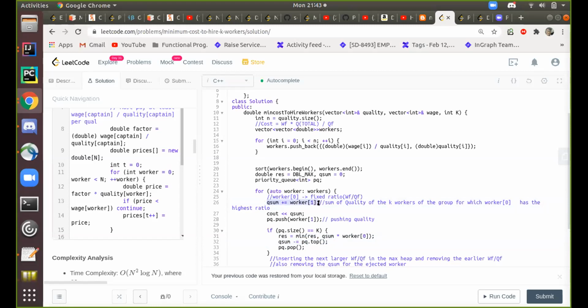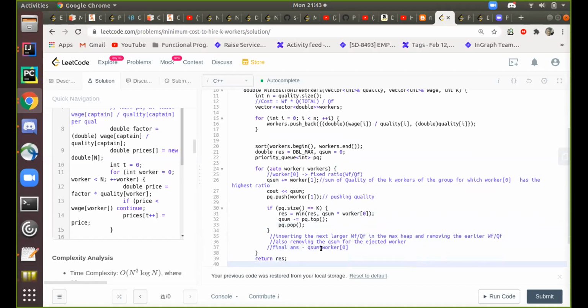But one thing I'm not getting, why do you want to pop it before you calculate? No, I calculate my answer here, then I can pop it. Then you pop it. Okay. So the next time I would be inserting my next larger WF by QF. Yeah, you go back again and plan to do it. Yeah. So then you get a min so far on line 31, every time you get to a size of k.